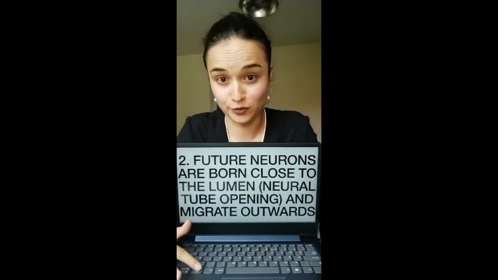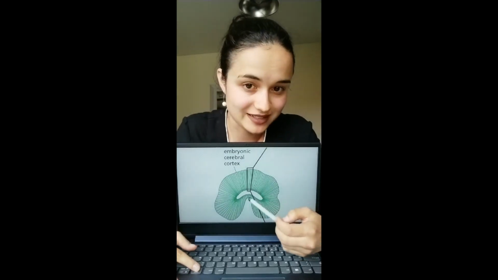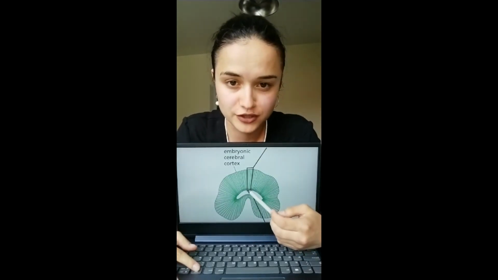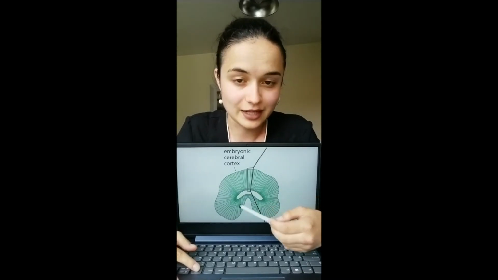And now what is the lumen? The lumen is that opening, that gap in the neural tube. It's the empty space. So the future neurons are born close here to the neural tube lumen, and then they migrate outwards.